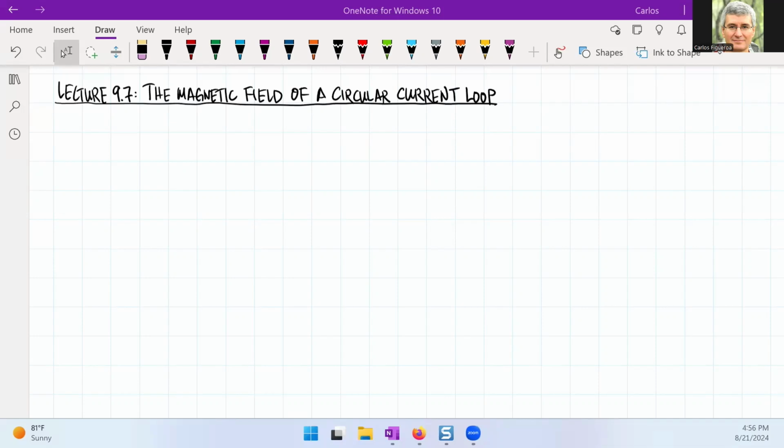Lecture 9.7, the magnetic field of a circular current loop.